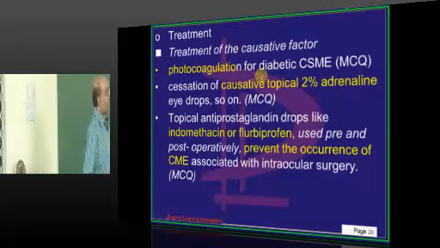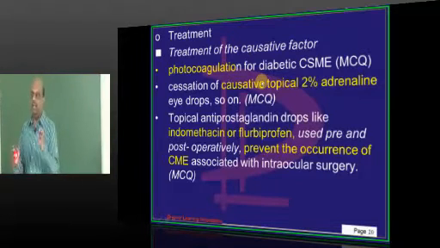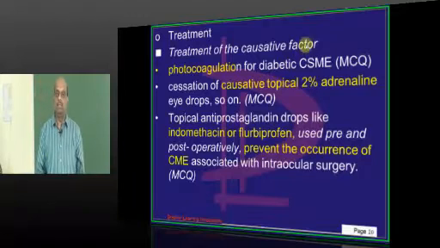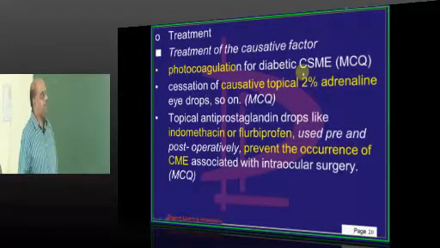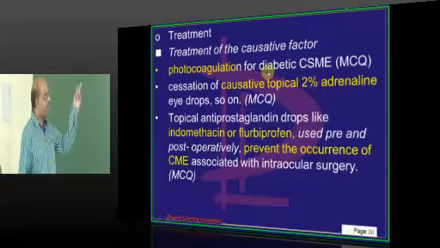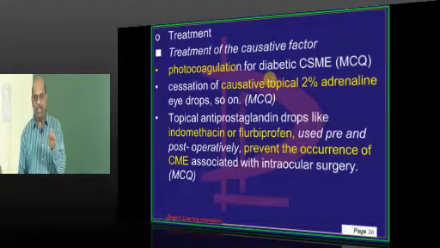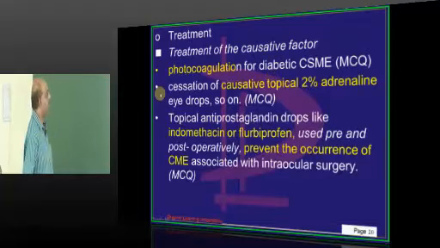So flower petal-like appearance should be remembered. A long-standing edema between these two layers can lead to development of a hole in the retina. Lamellar macular hole can develop because of a long-standing cystoid macular edema. So how do you treat, doctor? Generally, there is an underlying predisposing condition leading to the cystoid macular edema. Suppose it is diabetes, then treatment is photocoagulation.